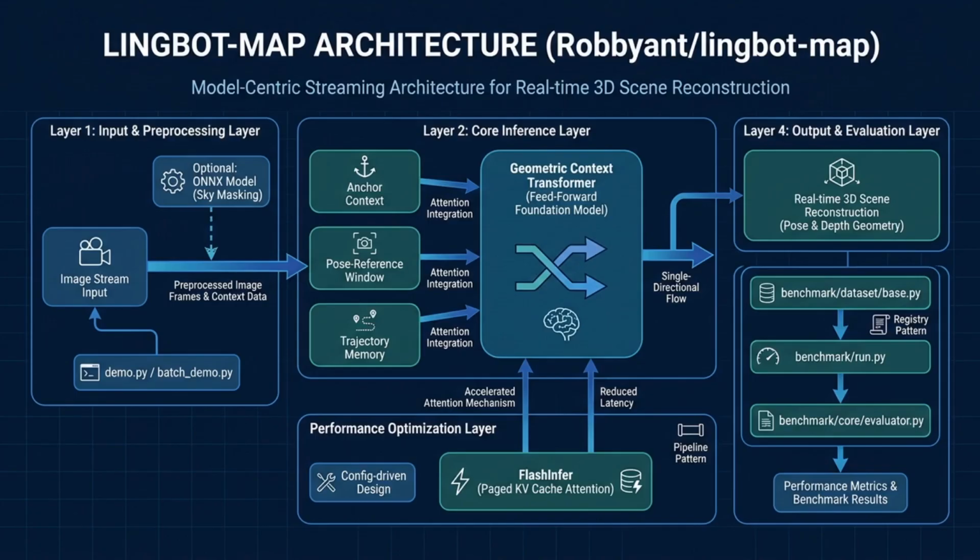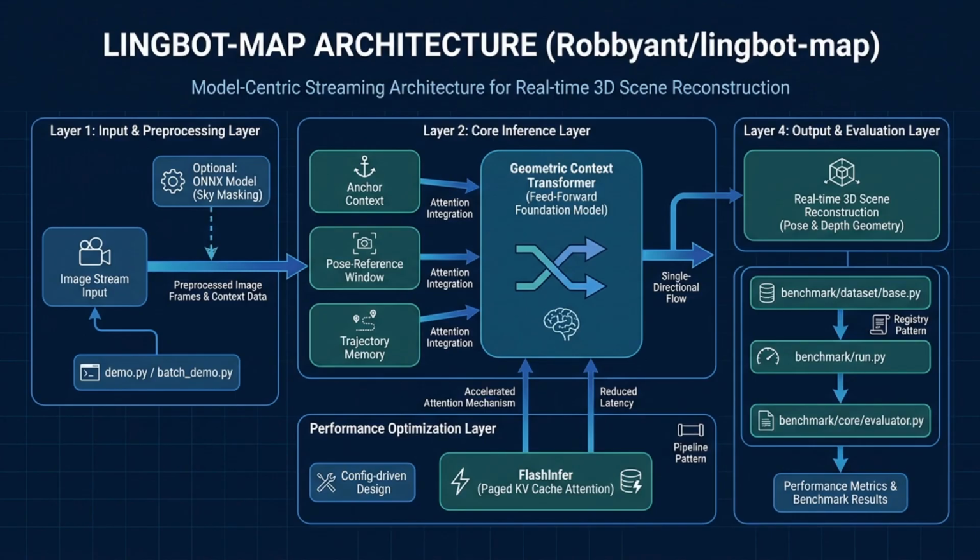So, what problem is lingbot-map solving? Traditional three-dimensional reconstruction methods have always faced a tough trade-off. On one hand, you can have precision, but it's slow and often requires offline processing. On the other, you can have speed, but you risk drift, where small errors pile up and distort the final map over time. This makes them a poor fit for real-time applications like robotics or augmented reality.